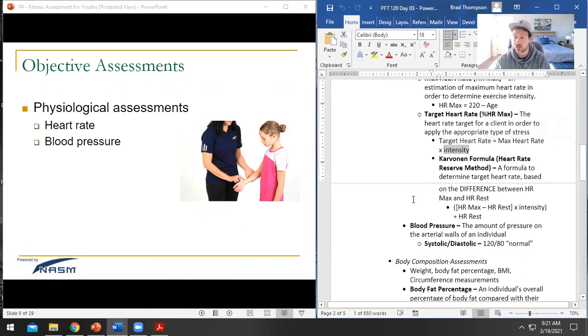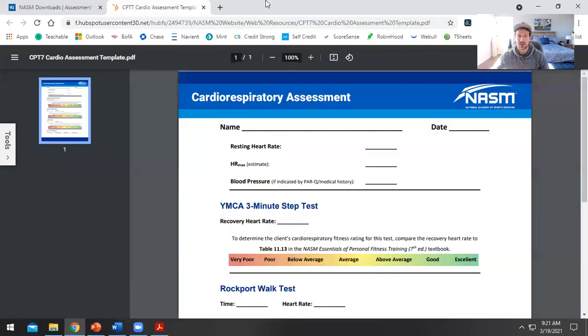Like I just did with Charlie there, my desired intensity was 65% to 75%. So I took his heart rate max, multiplied by 65, multiplied by 75, and there's my range. I want you somewhere between here and here. Don't go over here, that's too easy. Don't go over here, that's too hard. But like I said, it's not very specific. It's not very specific to our client in particular.